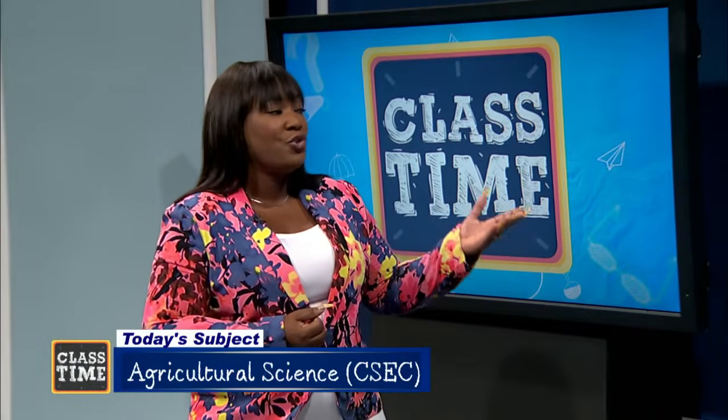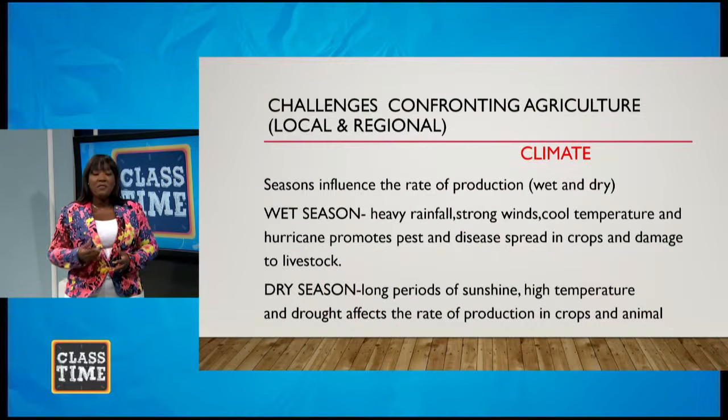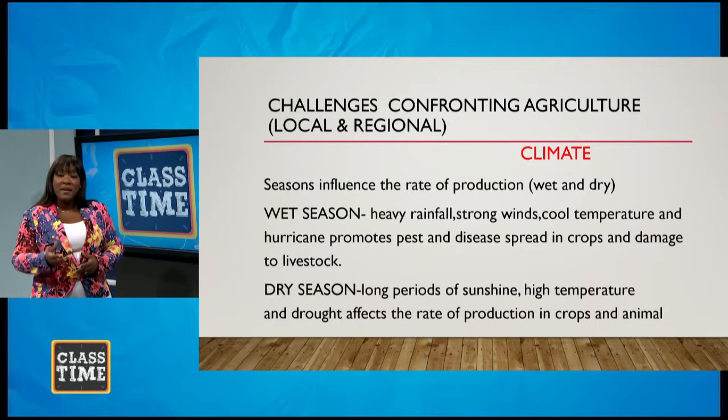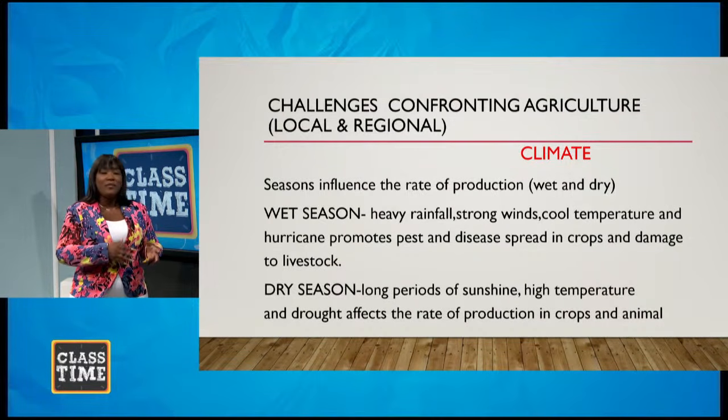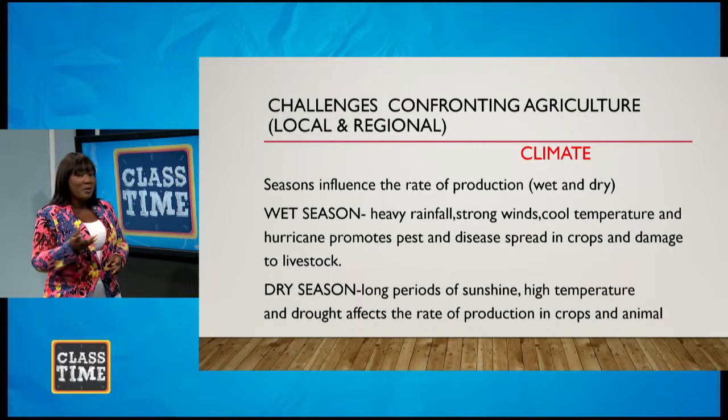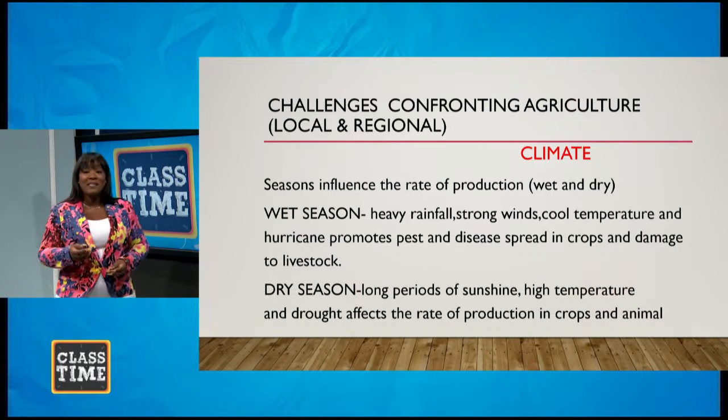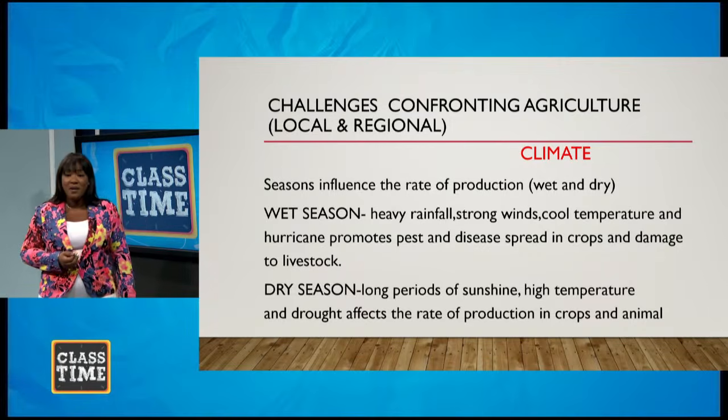During the wet season, we'll have heavy rainfalls, strong winds, cool temperature, and hurricanes. And as you know, we're in the hurricane season. Now, these factors influence the increased production of pests and disease, and these are spread throughout crops. Also, wet season can damage our livestock.